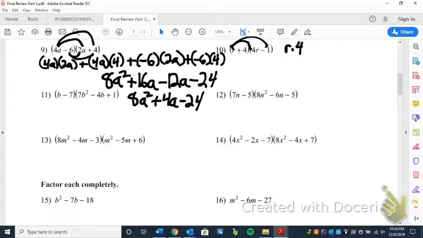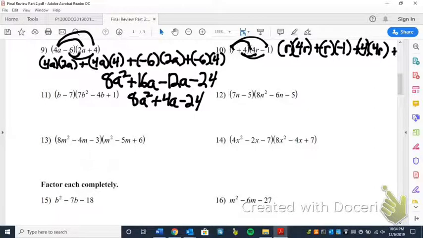So on this next one, do your FOIL arcs. Our first are r times 4r. Our outer are r times -1. And then our inner, 4 times 4r. And our last one's 4 times -1.